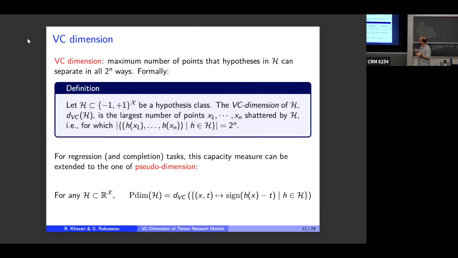So for regression and completion tasks, I will not get into the detail, because this is really about labeling, it's a classification thing. Actually, there is this notion of pseudo-dimension, which naturally extends the notion of VC dimension to the case of regression. Basically, what it does is convert your regression problem into a classification one. But let's not get into the details. It's not that important. It was more to mention that we can do that. And the result that I will mention will hold for the VC dimension in the classification case, but also for the pseudo-dimension in the regression or completion case.